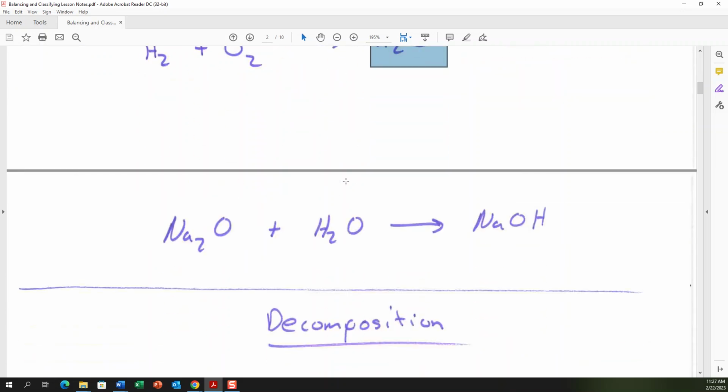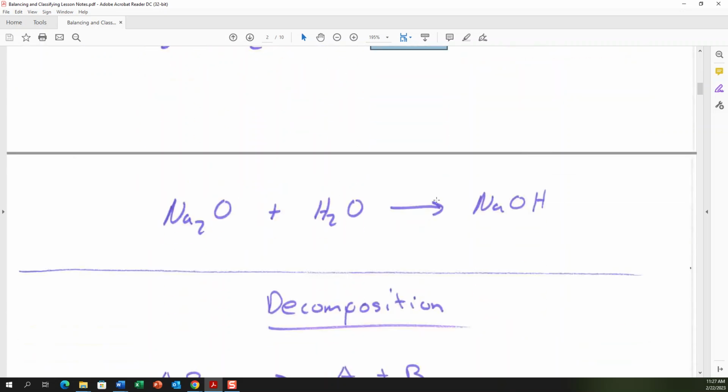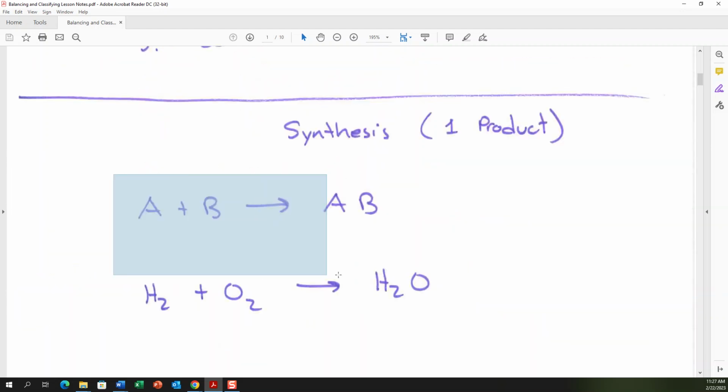Okay, so here we got two different compounds making a single compound, so this would also be classified as synthesis, right? So we have sodium oxide and water form sodium hydroxide. But again, you just need to be able to look at this and go, oh, okay, that's a synthesis reaction, right? Basically, it's following this simple pattern, okay?